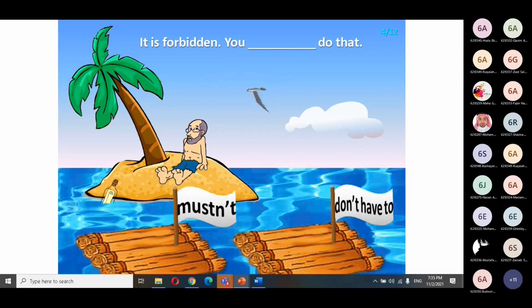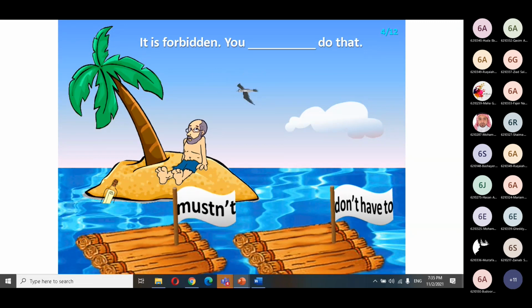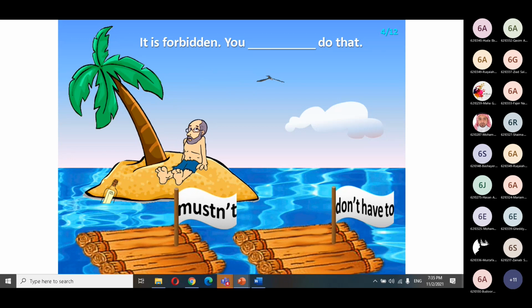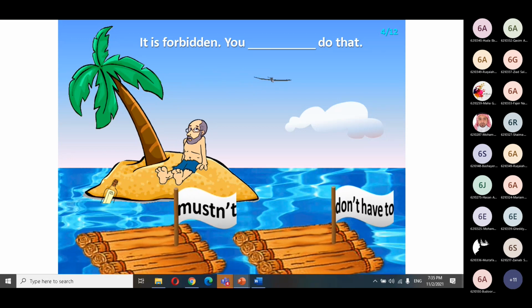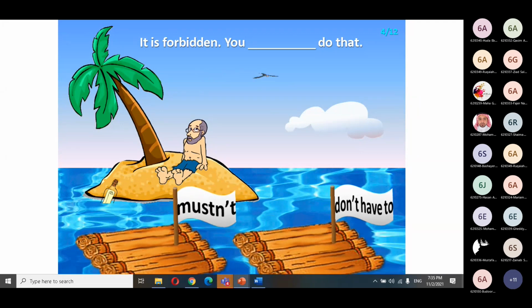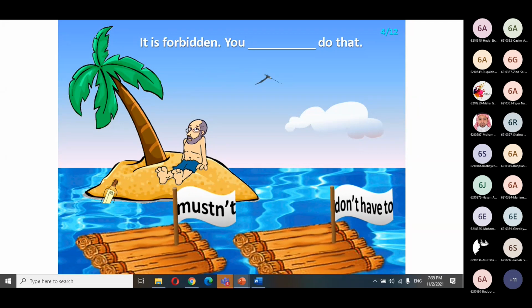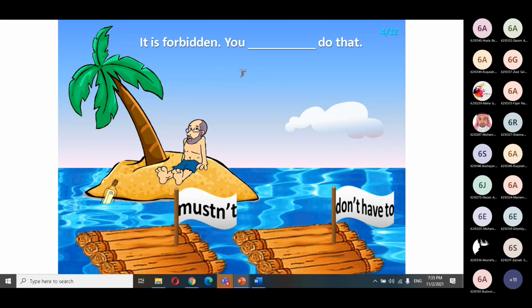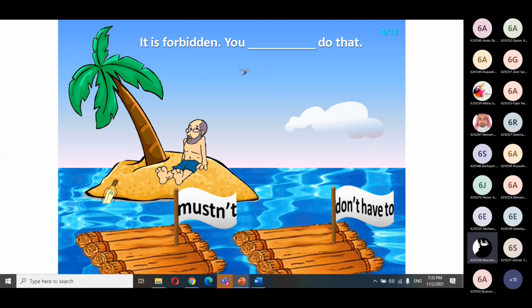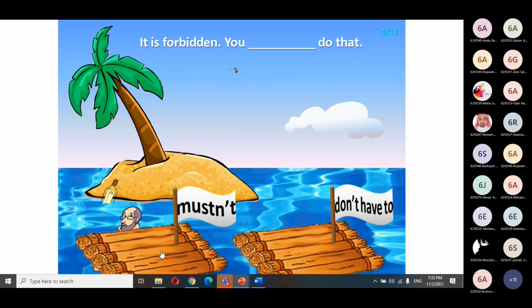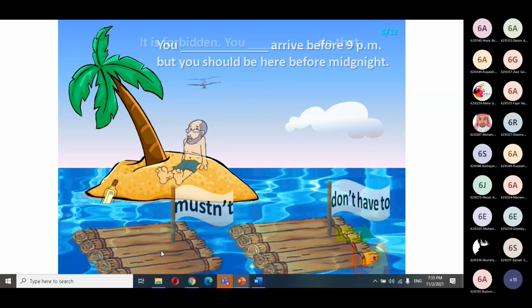It is forbidden. You do that. If we say it is forbidden, you mustn't ولا don't have to? What does mustn't mean? Mustn't means ممنوع. It is forbidden ممنوع. يبقى you mustn't ولا don't have to? You mustn't. Mustn't. Correct.